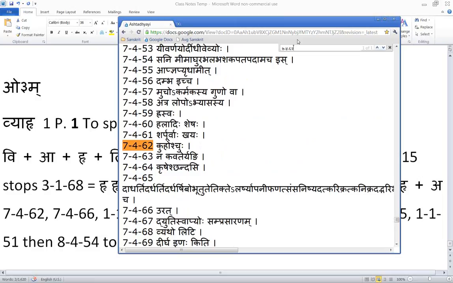So, saptamasya chaturthe pade, charama bhage, towards the end of 7.4. From this, atra lopo abhyasasya. From there it starts, abhyasa. Okay, good, thanks.